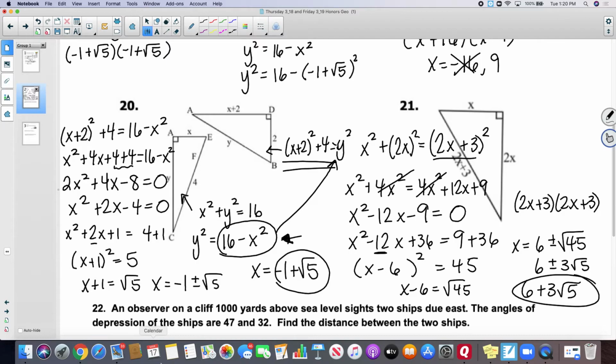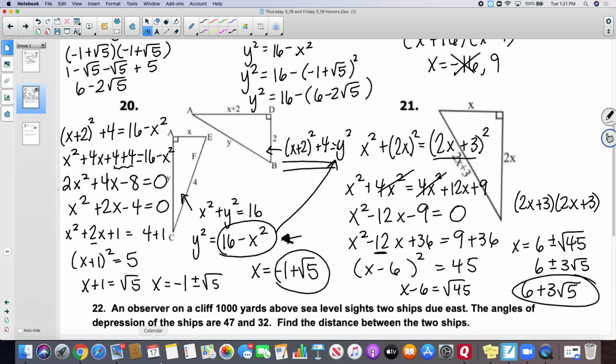So that's going to give me 1 minus the square root of 5 plus the square root of 5 plus 5. Actually, that's going to be minus. Okay? Combine like terms. 1 plus 5 is 6 minus 2 square root of 5. That's going to give me that y squared equals 16 minus 6 minus 2 square root of 5.